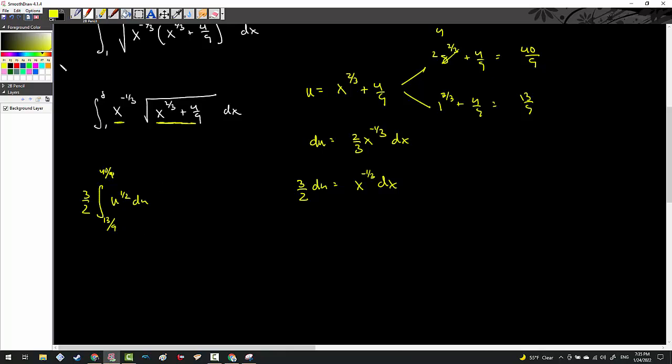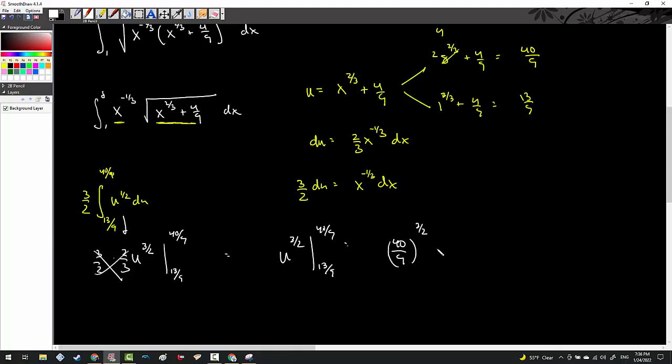So when I integrate this u to the 1/2, that's going to be u to the 3/2 times 2/3. But don't forget about that 3/2. That's going to stay there and cancel. Awesome. On the interval 13 over 9 to 40 over 9. So those guys are going to cancel. So what I have is u to the 3/2 on 13 over 9 to 40 over 9, which actually isn't bad of a plug-in. It's going to be 40 over 9 to the 3/2 minus 13 over 9 to the 3/2 power. And there you go. That's how you do it with that one.